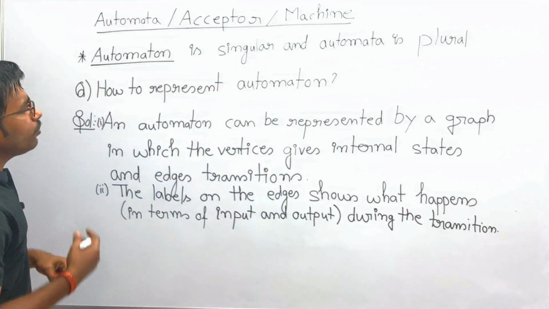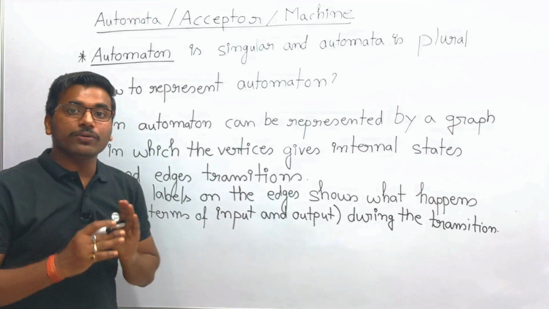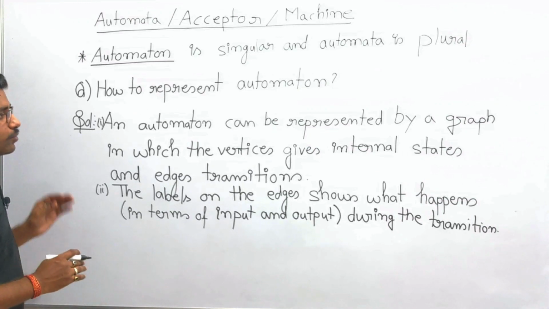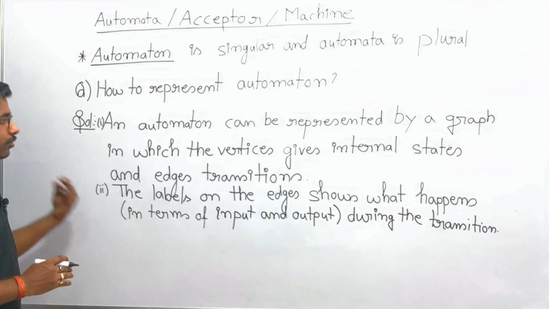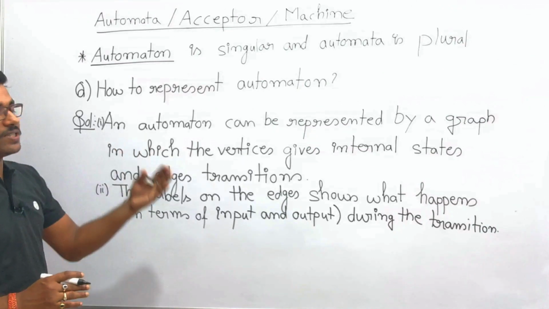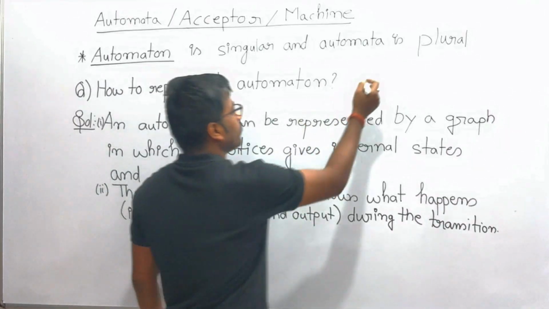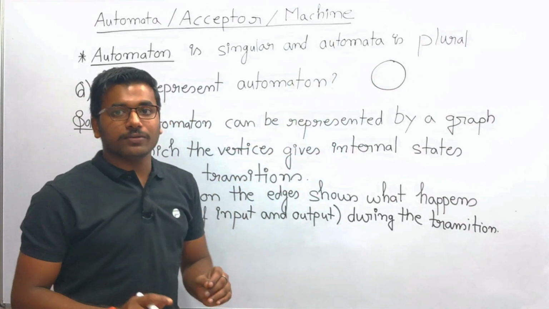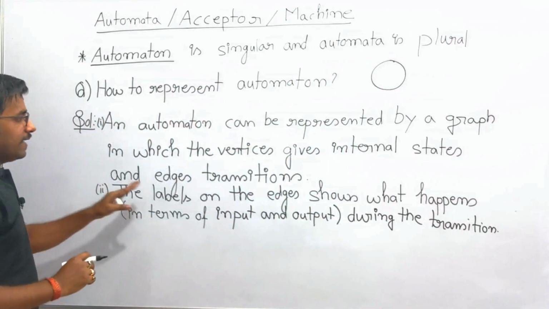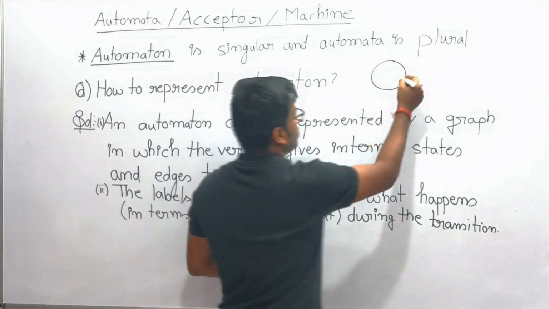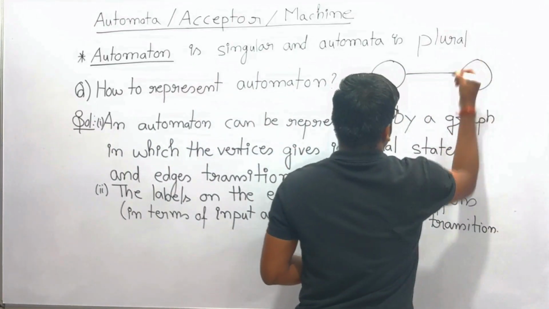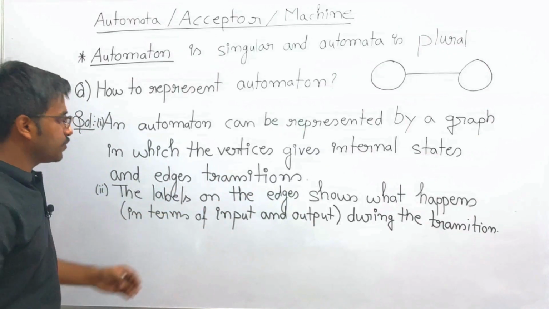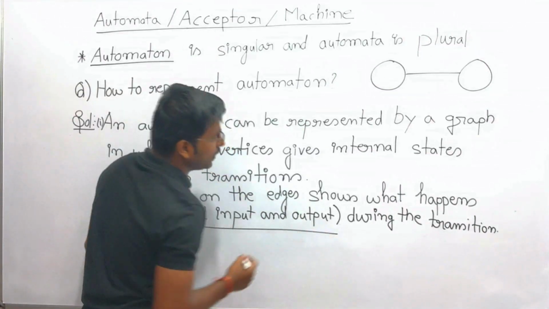Now, how to represent an automaton? An automaton can be represented by a graph, in which the vertices give the internal state. The vertices let us know the state, and the edges represent the transitions. The label on the edges shows what happens in terms of input and output during the transition.